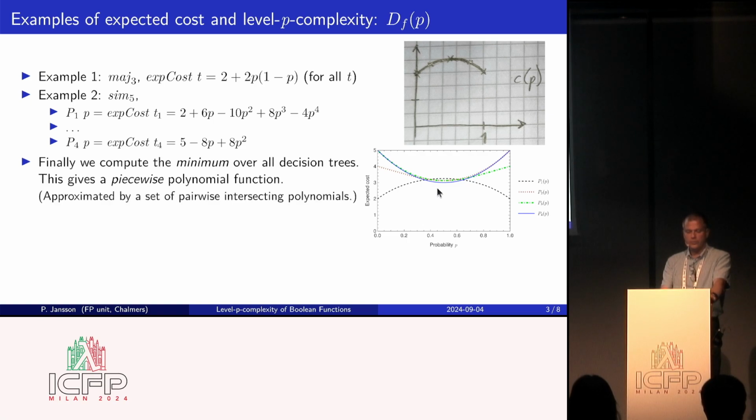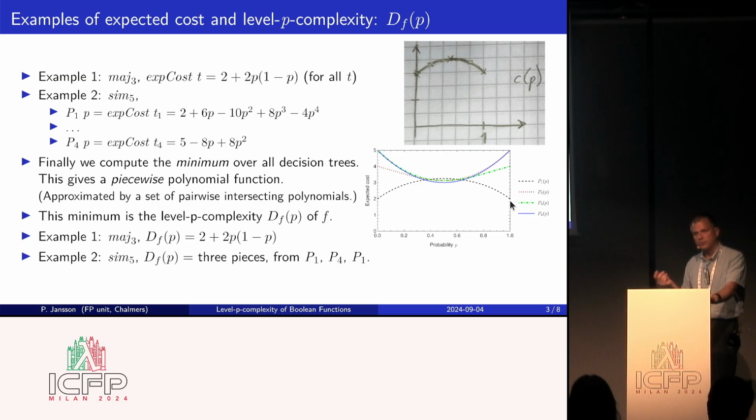So if you want to compute the level P complexity, that's defined to be the minimum over all these polynomials, then it becomes a piecewise polynomial function. In this case, it goes from 2 up to here, it goes down a bit, and then it goes down to the first function again. So that's the sort of thing that we want to be implemented. And I should say, I've never felt a big need for implementing the level P complexity for any function, but I thought it was an interesting challenge to see if one could do it for interesting functions.